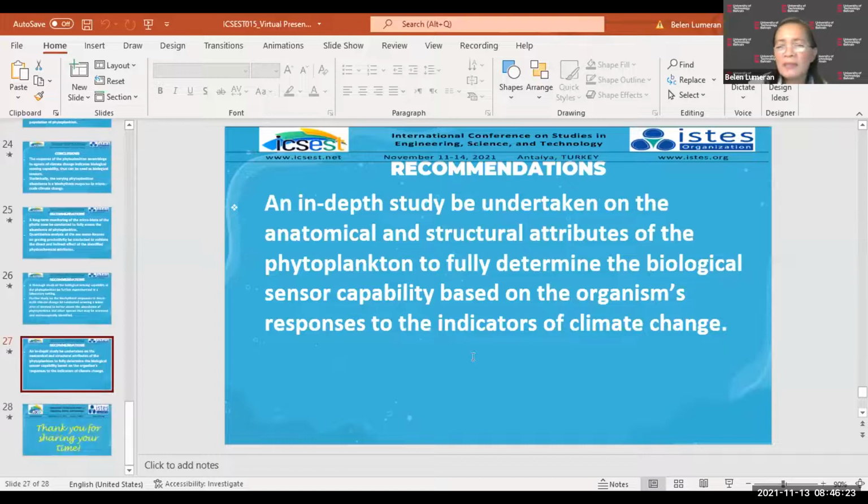An in-depth study should be undertaken on the anatomical and structural attributes of the phytoplankton to fully determine the biological sensor capability based on the organism's responses to the indicators of climate change.